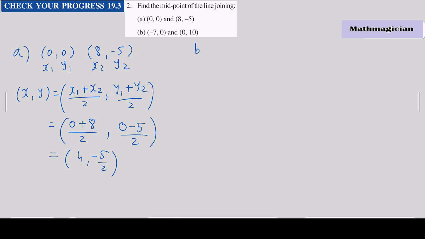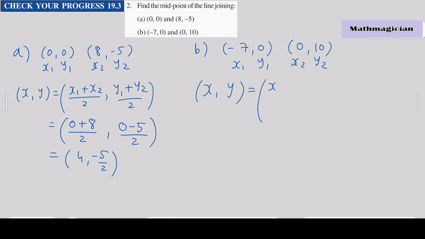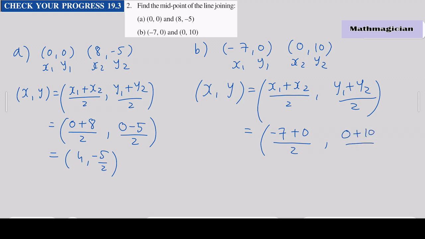Same way we do B (-7, 0), (0, 10). x1, y1, x2, y2. We know the midpoint formula. (x, y) is (x1 plus x2 upon 2, y1 plus y2 upon 2). x1 is negative 7 plus 0 upon 2. y1 is 0 plus 10 upon 2. So our answer is negative 7 upon 2 and 5.